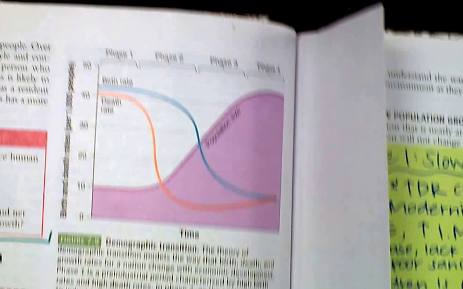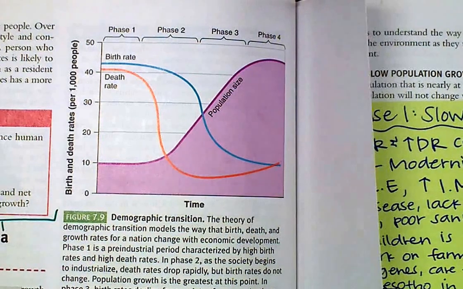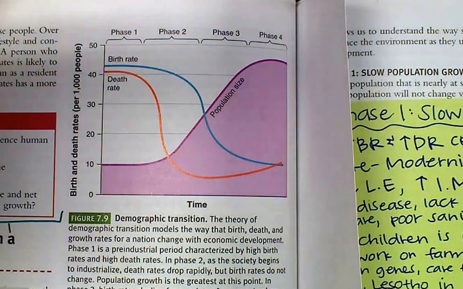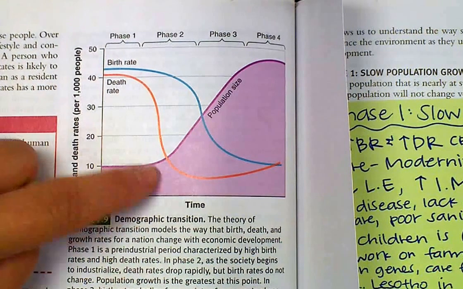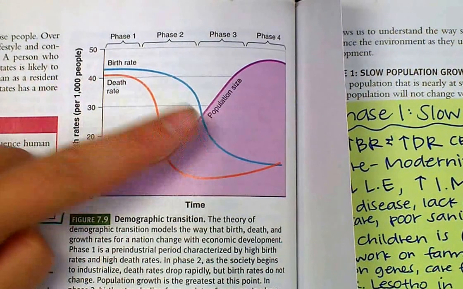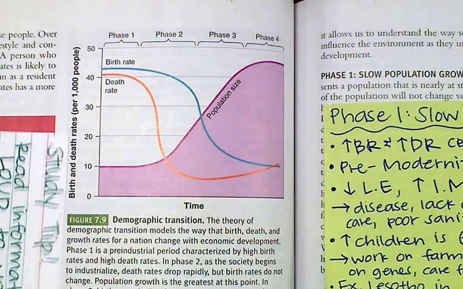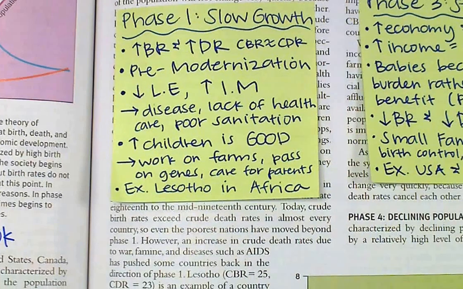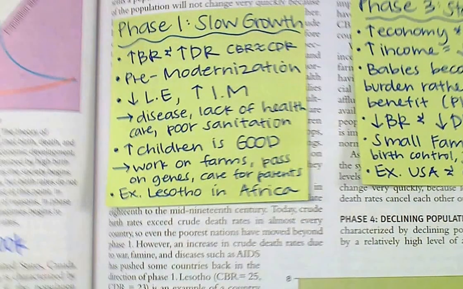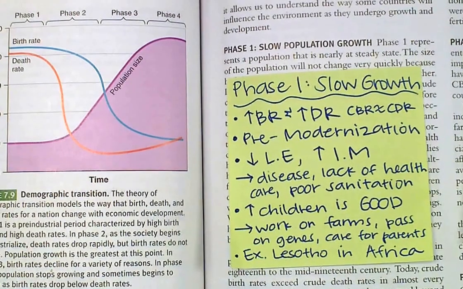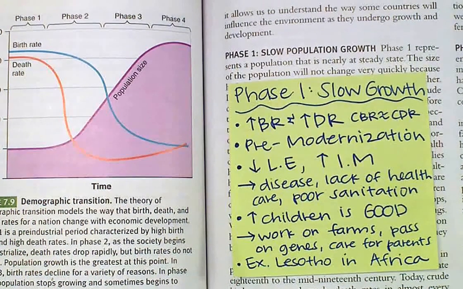Alright, and so here's our demographic transition. We have phase 1, 2, 3, 4. We have birth rate is our blue line, death rate is our red line, and population size is purple. Alright, so let's talk about the 4 phases. Phase 1 is going to be slow growth. Let's see if I can have, oh, nice, I can have them both in the picture at the same time. So phase 1 is the slow growth.